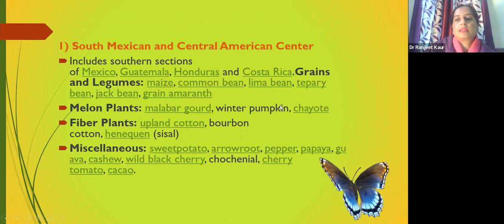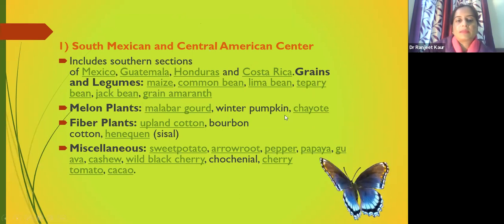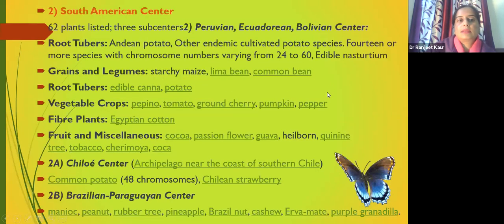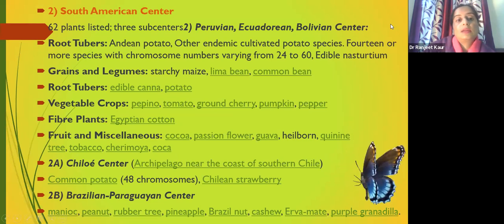The first one is the South Mexican and Central American center, from which come palm, various legumes, melon plants, fiber plants, and miscellaneous crops like papaya, pepper, and sweet potato. These all have originated from this center. Then is the South American center. 62 plants listed here have originated from this center. Root tubers, grains like potato, tomato, guava, common potato, pineapple, they have originated from this center.